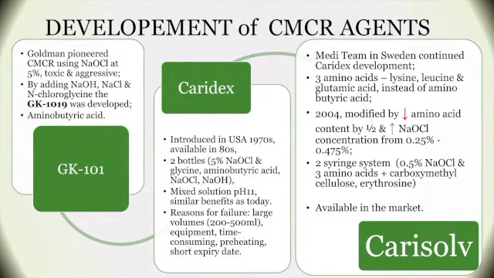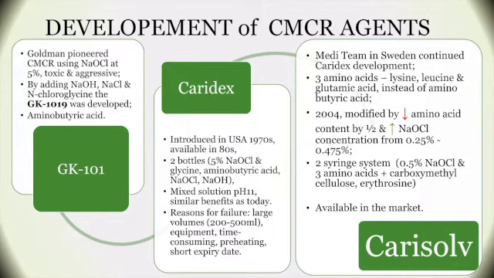Goldman was first to develop a chemo-mechanical caries removal method, and he achieved this by using sodium hypochlorite at a concentration of 5%. So this proved to be toxic and aggressive to healthy and sound tissue, so he had to do something about it. He changed the composition and he developed GK1019. So that was then further developed, and further discoveries revealed that aminobutyric acid was more effective a component than glycine, which resulted in development of GK101.